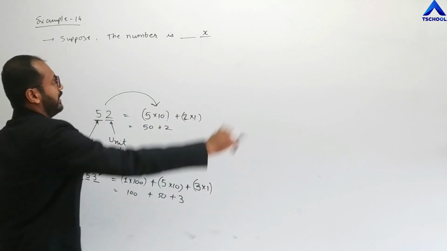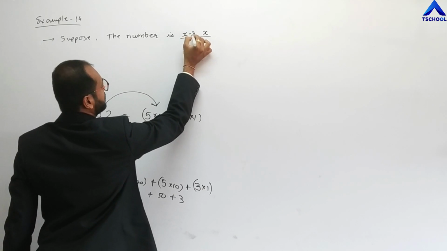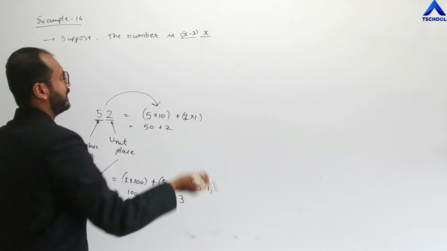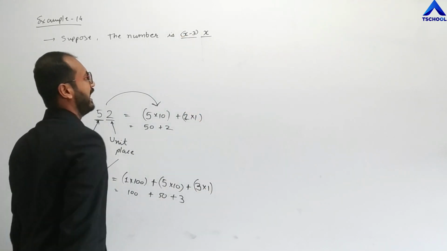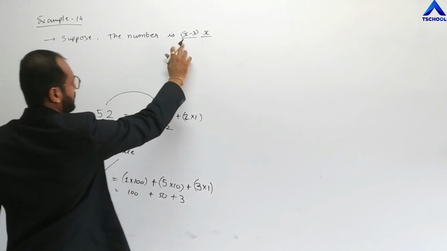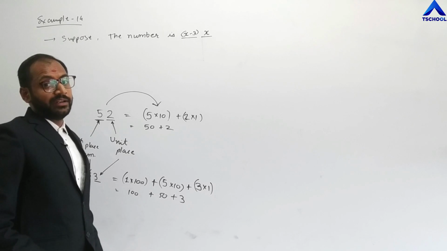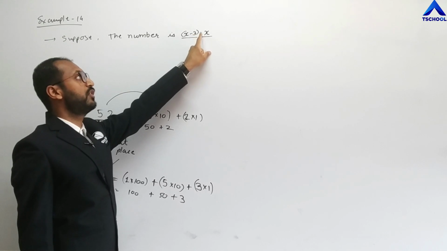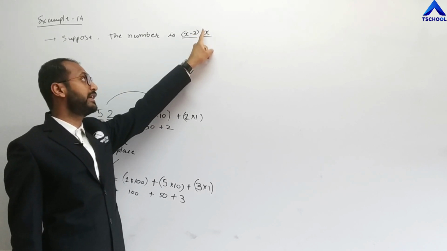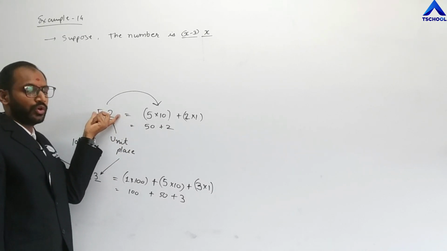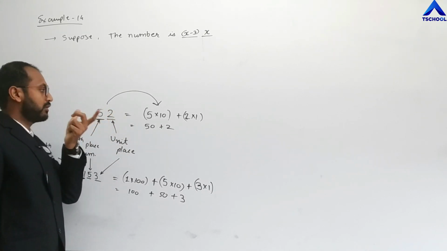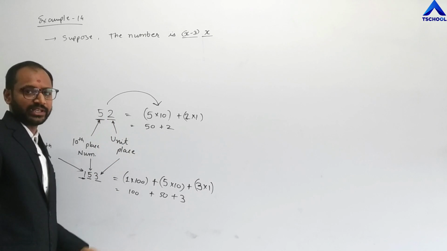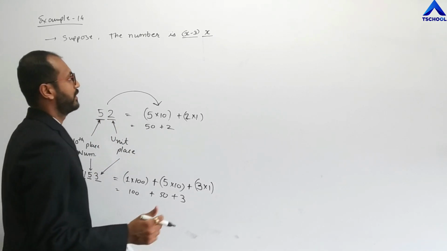So let us take the number as x minus 3, or x plus 3. You can take anything. Here we are taking x minus 3. Suppose the number is (x minus 3) x. Again, this is not an expression, this x minus 3 is not multiplied by x. This is one type of two-digit number like 52 or 63 or 74, anything, where the difference between the two digits is 3.